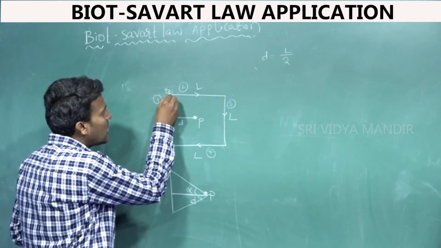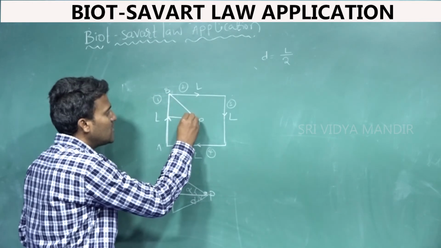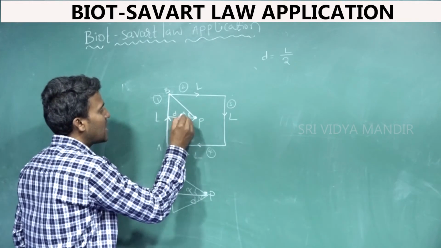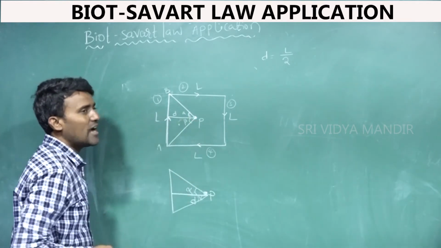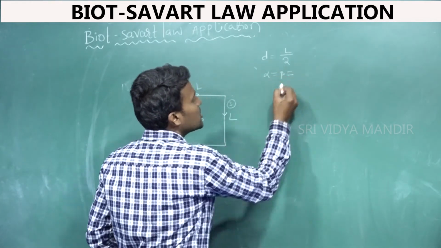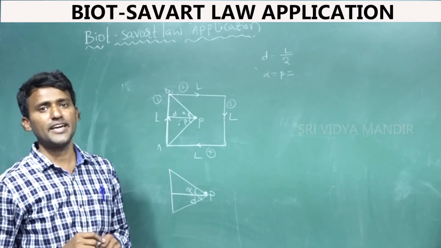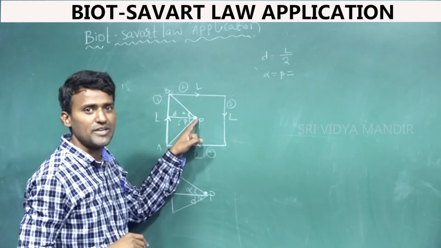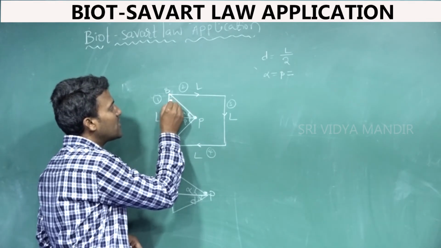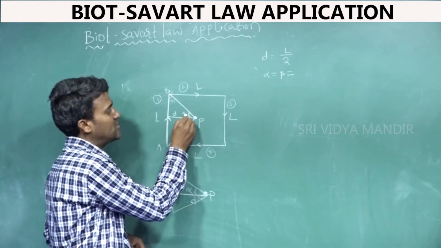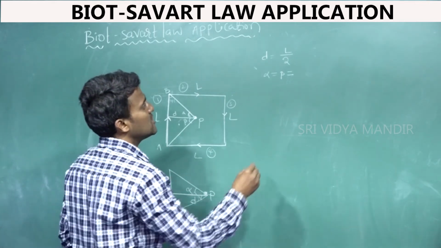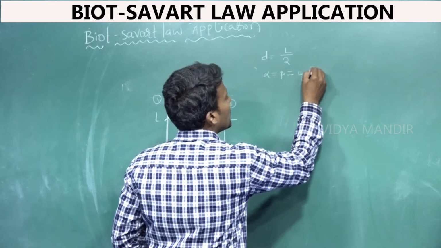Then this is angle alpha, and this is angle beta. What are alpha and beta equal to? It is a perfect square shape we have taken, and exactly from the center point. At that moment, this is 90 degrees, so this angle is 45 degrees and this angle is also 45 degrees. So alpha and beta both are equal to 45 degrees.